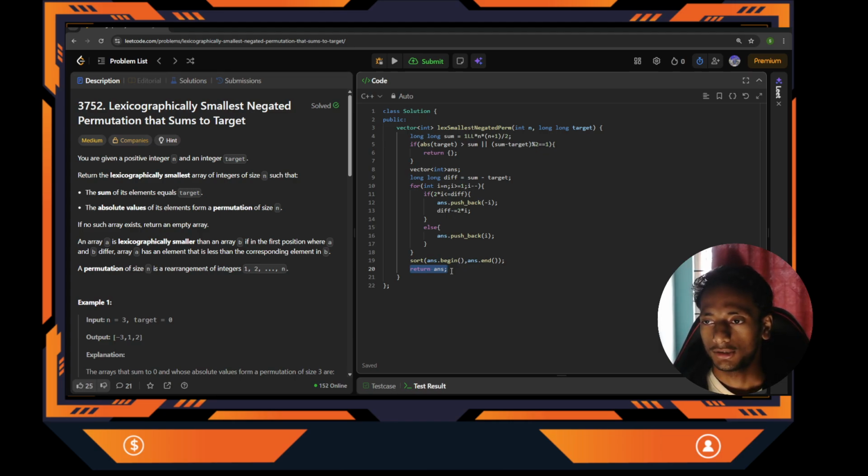What is the time complexity for this algorithm? Here the initial part is constant, O(1), and this for loop will run O(n) times, from n to 1. Then we are sorting this array. There will be n numbers in the answer array, so it will take n log n. So the maximum time complexity for this algorithm is O(n log n), correct?